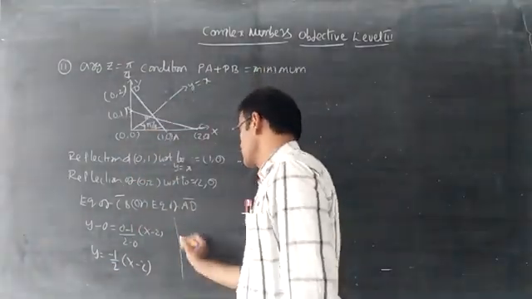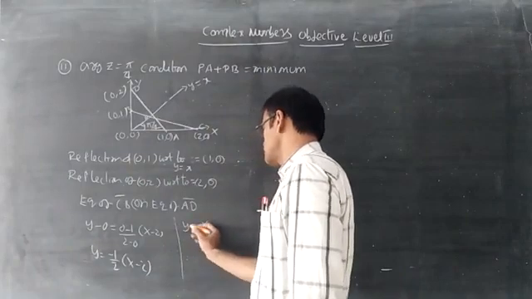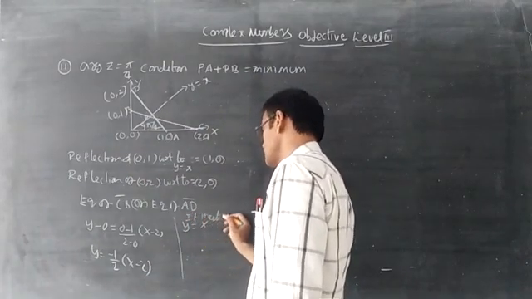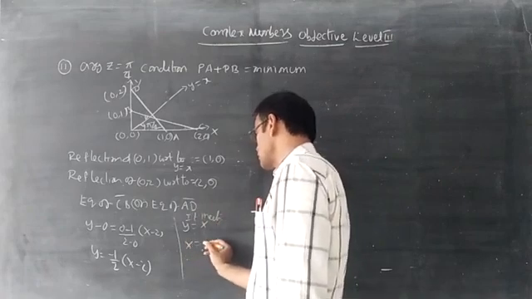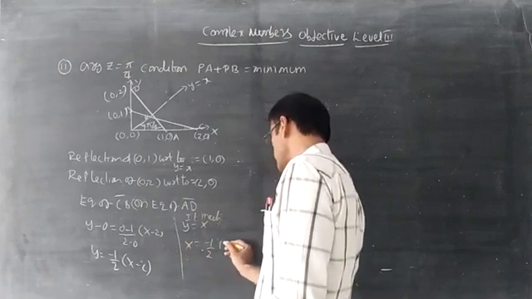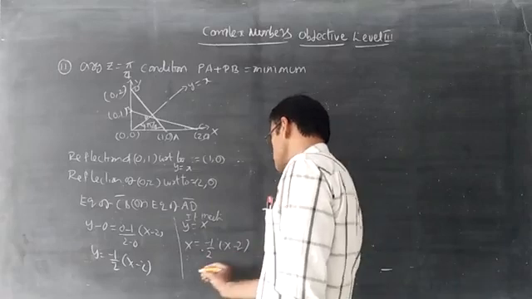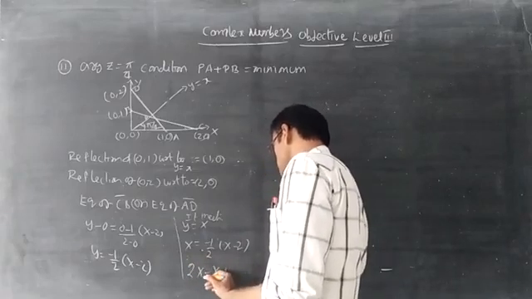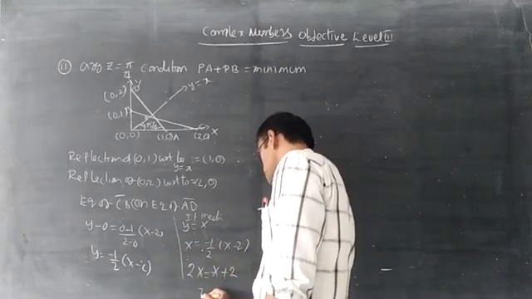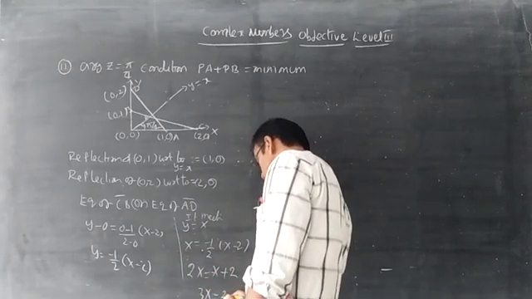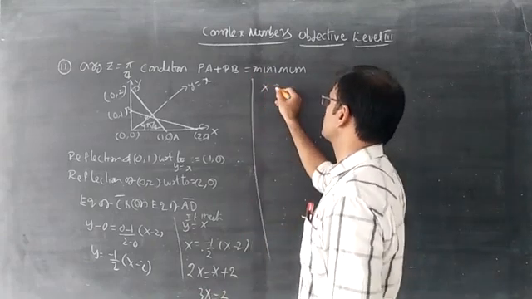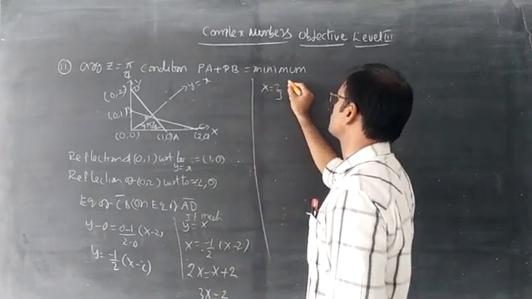If the line is y is equal to x, since it meets, substitute here x is equal to minus 1 by 2 into (x minus 2). So 2x is equal to minus x plus 2. So it is becoming 3x is equal to 2. Therefore x is equal to 2 by 3.